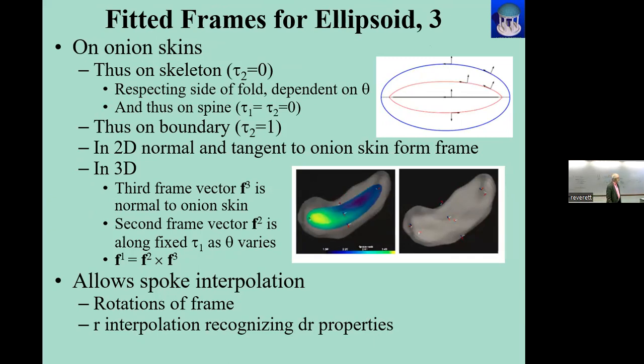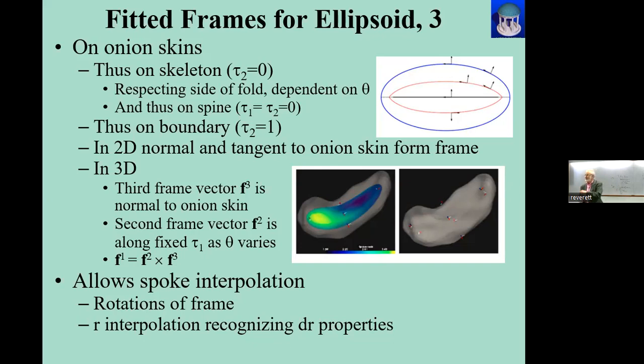Once you have a normal and you have an F2, then you just take their cross product to get the other. But F2 is along the onion, along the skin. It's what you get if you move theta and keep tau 1 fixed. No, you're moving along in theta. So I'm moving, essentially, along the spine. Tau 2 is already fixed, yes. Tau 2 defines the onion skin. So that's fixed. And now on that onion skin, you're going to talk about level sets of tau 1.